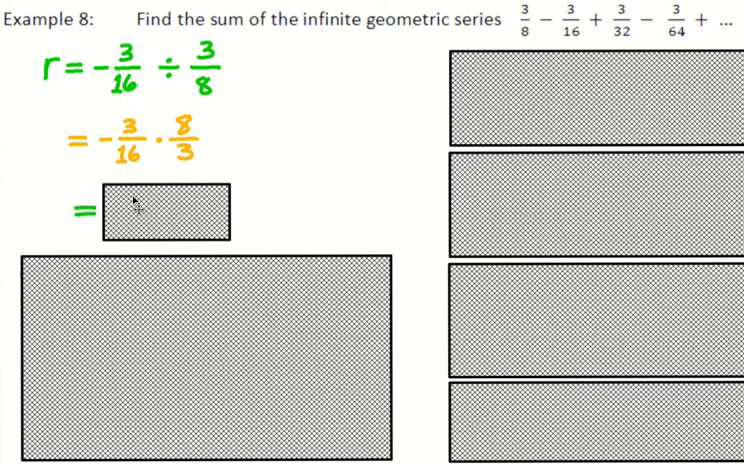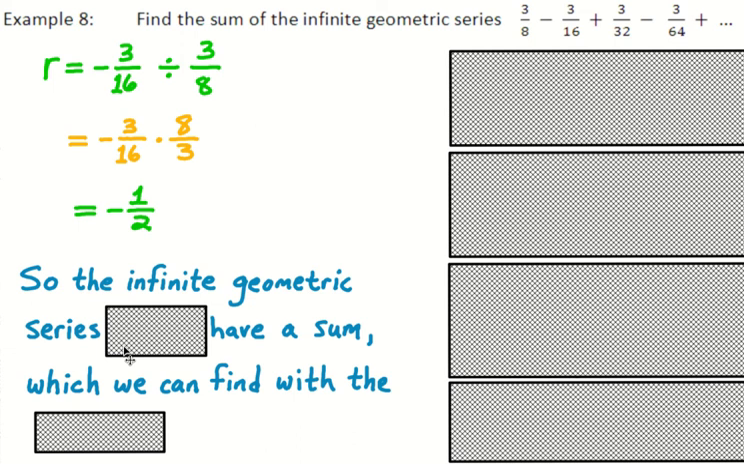I don't need no stinking calculator. But you might have been able to do this in your head. Like 3/8 times what gets me -3/16? And the answer is actually -1/2, which is the correct kind of R value where we're actually going to have a sum. So look at all this. The infinite geometric series will have a sum, which I already said. Sorry, spoiler alert.